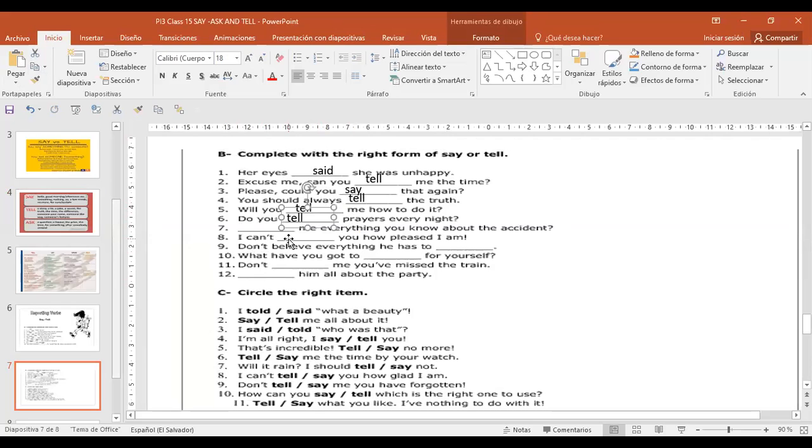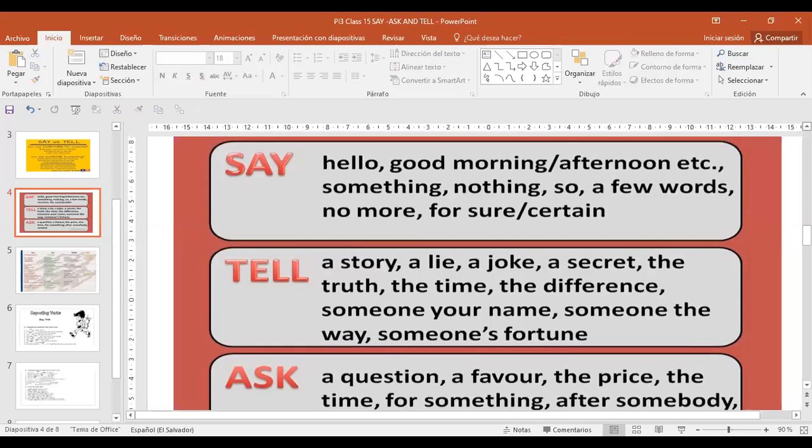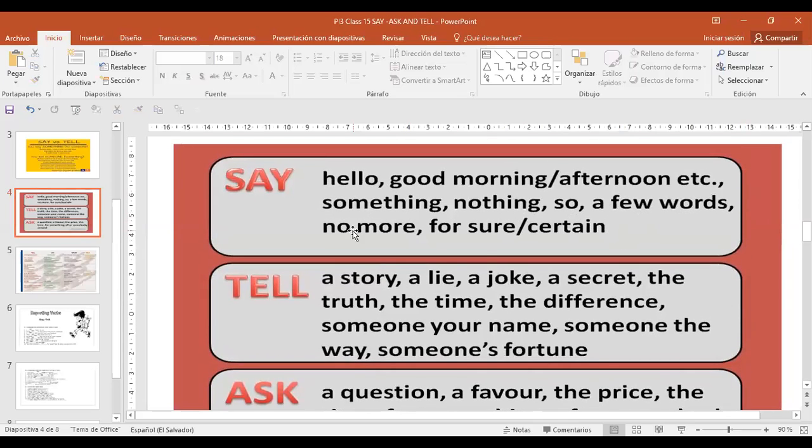Okay, do you prayers every night? Look here. Tell. Tell. Let's see. Hello, good morning. Say. Okay. A story, a lie, a joke, a secret, the truth, the time, the difference, someone, your name, someone, the way, someone's fortune. Let's see here. Hello, good morning, good afternoon, something. Okay. Tell. Porque say es literal de nuevo. Y tell, una prayer, es como decir to tell a story or to tell a secret. I don't know exactly what the prayer is going to be. O sea, no puedo saber exactamente qué dice la oración, ¿verdad?